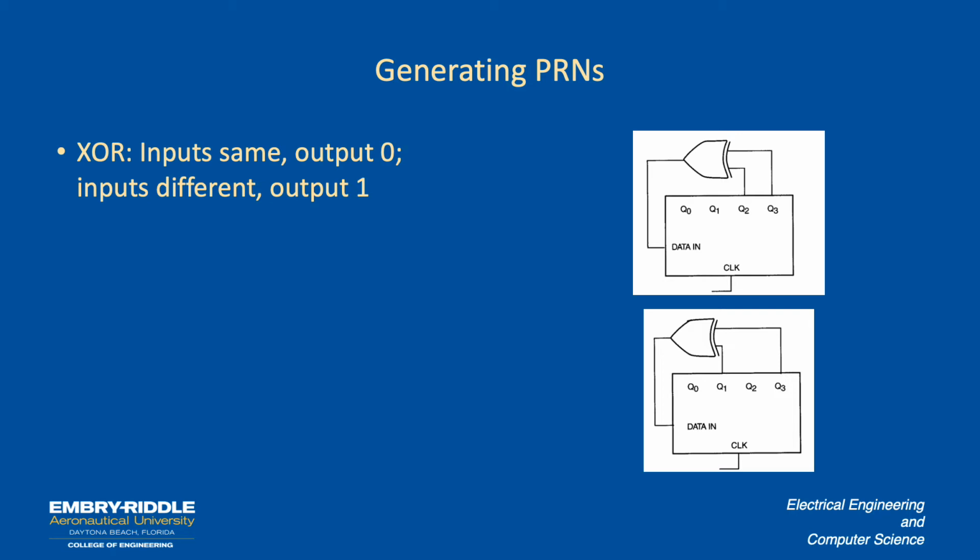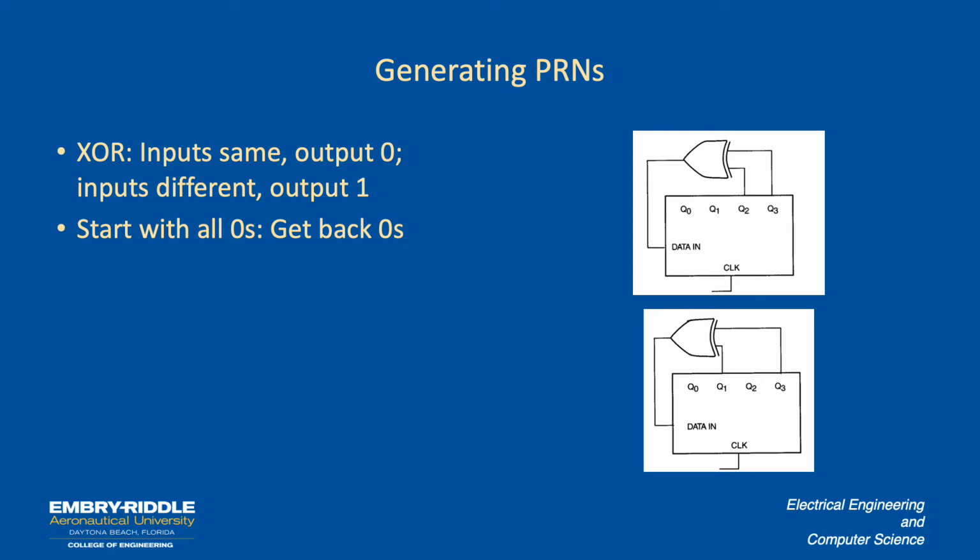So in this example, in the upper panel here, if both Q2 and Q3 are 1, then the input to data in will be 0. And if one of them is a 1 and the other is 0, then the input to data in will be 1. And we move this at a clock. So this happens every so often, tick, tick, tick.